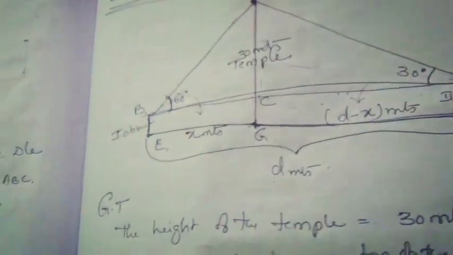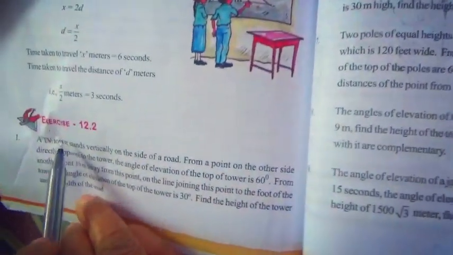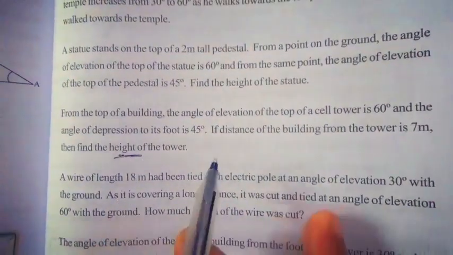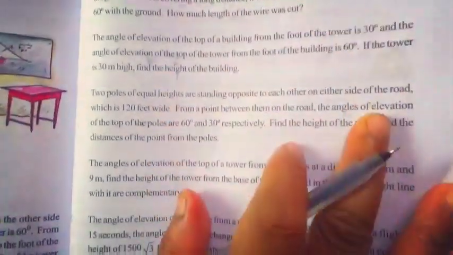Example 6. Up to here I finished example 6. So in the next part I will explain from example 7, and I will start exercise 12.2. We have only 9 sums. Up to the 4th sum I will explain in the next part. Then I will upload the remaining 5 sums. Okay, thank you.